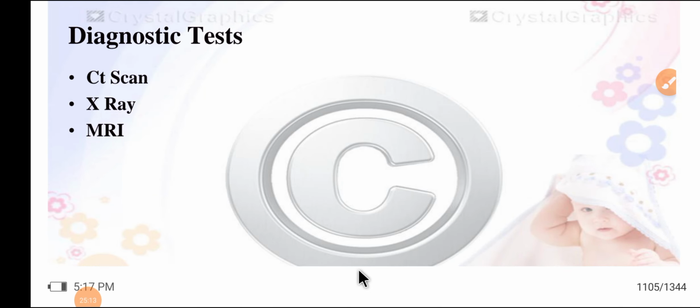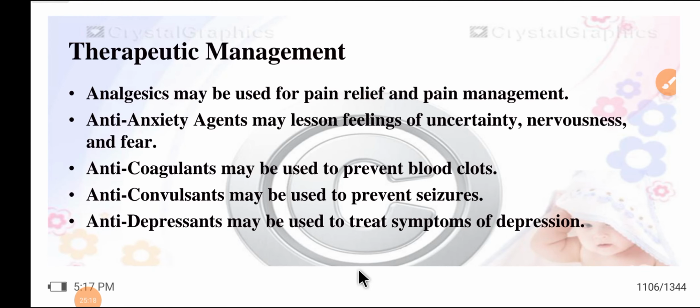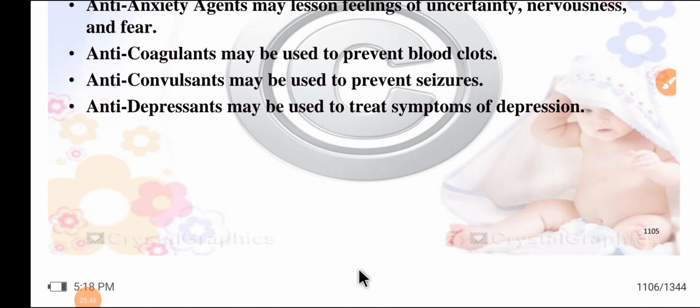Diagnostic tests: CT scan, X-ray, MRI. Therapeutic management: analgesics may be used for pain relief and pain management. Anti-anxiety agents may lessen feelings of uncertainty, nervousness, and fear. Anticoagulants may be used to prevent blood clots. Anticonvulsants may be used to prevent seizures. Antidepressants may be used to treat symptoms of depression.